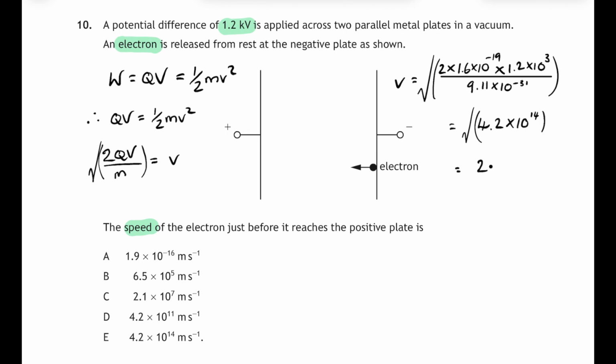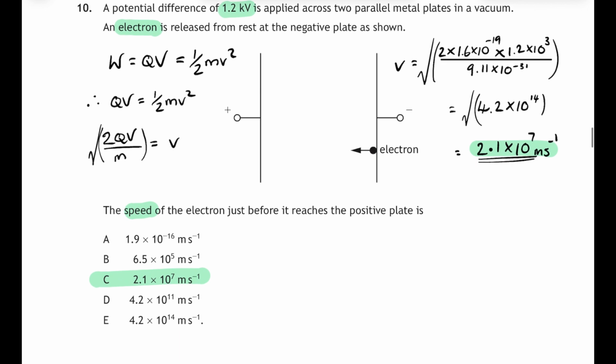But it's obviously wrong because it's greater than the speed of light. So square root it, and you'll get 2.1 times 10 to the 7 meters per second. And that corresponds to answer C. That's 10C. Okay, moving on.